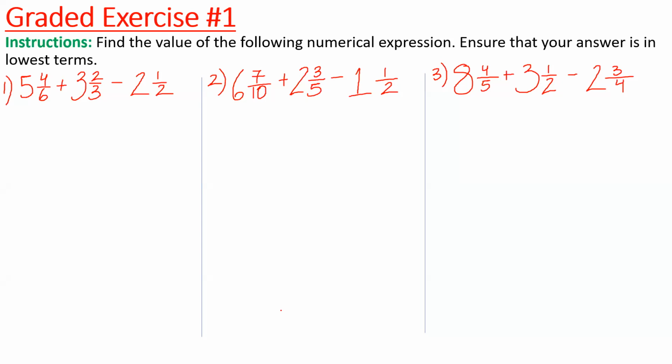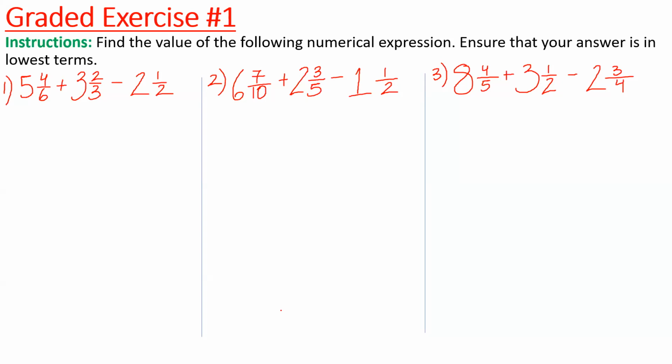Nevaeh Wallace, what number are you on? Where's Nevaeh Wallace? Olivia, what number are you on? Completed. For those of you who are finished, take a picture of your work and send it to me via WhatsApp.